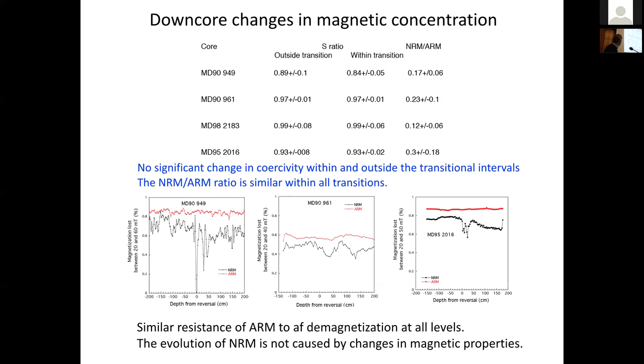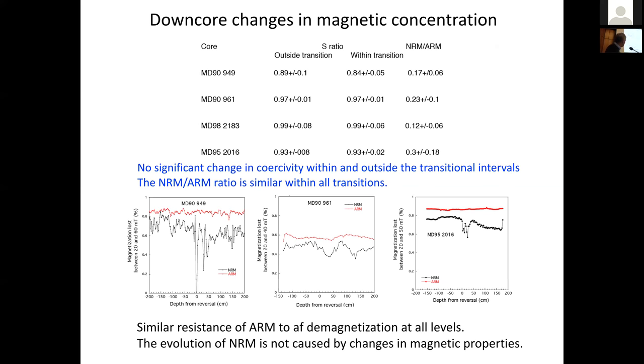Another parameter that we can investigate, of course, is the S ratio, which gives us an idea about the change in magnetic mineralogy. Another parameter is the resistance to AF demagnetization, which can be given by the magnetization that was removed between 20 and 60 millitesla, for example. So you see that the ARM remains quite constant. The percent of ARM that was removed for each of these transitional intervals is perfectly constant.